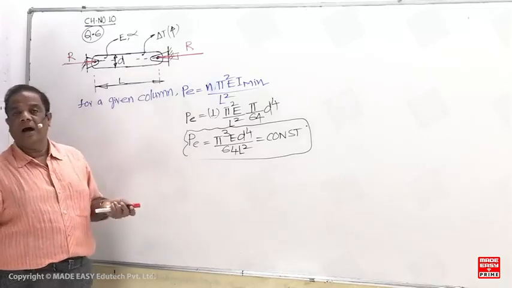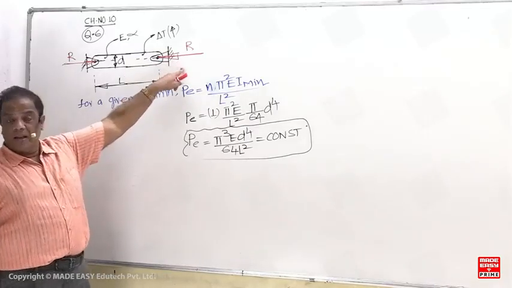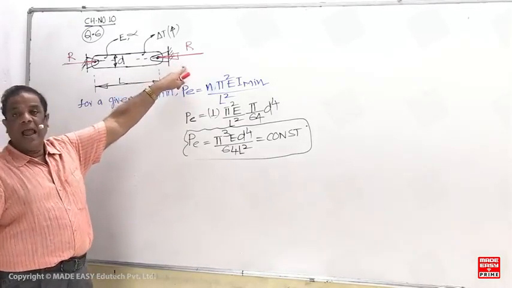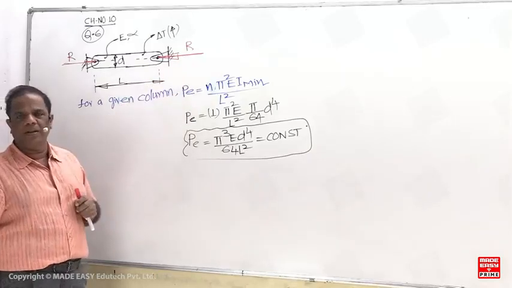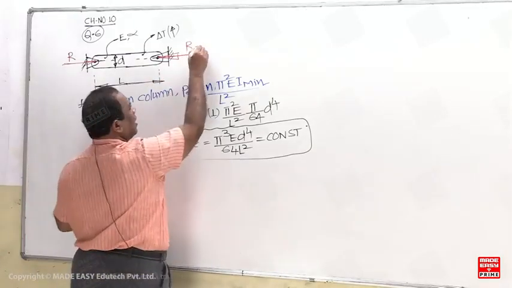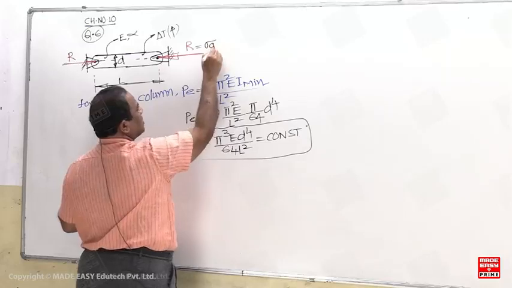But what about R? R is variable. For a completely restricted bar, how do we find the axial compressive load? Axial stress multiplied by area. Axial stress means thermal stress.